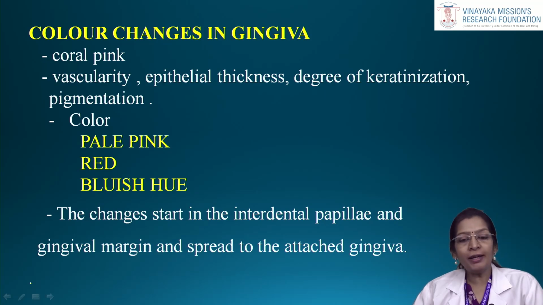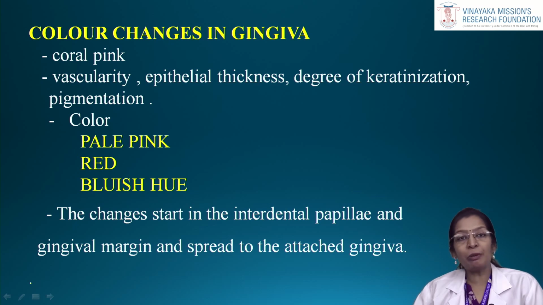Moving on to the color changes in the gingiva. As we all know, the normal color of the gingiva is coral pink. The color is basically because of the vascularity, epithelial thickness, degree of keratinization and melanin pigmentation. In diseased conditions, the color of gingiva will be either pale pink, red, or have a bluish hue on the reddened gingiva. The color of gingiva is red when the inflammation is increased, that is, vascularity is increased and the degree of keratinization is decreased.